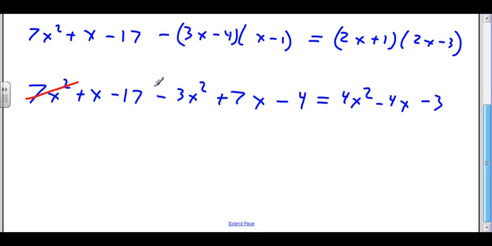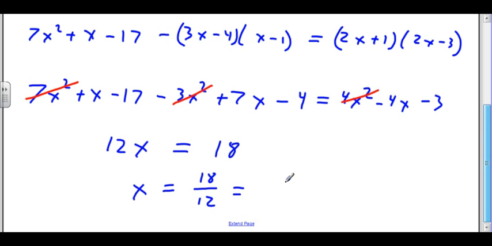I got 7x squared. I got minus 7x squared. That was convenient. I got 7, 8, bring that 4 over, 12x. 17, 21, minus 21 becomes a plus 21. This becomes an 18. x is going to be 18 over 12, which is what? 9 over 4. And I'm supposed to check my work.